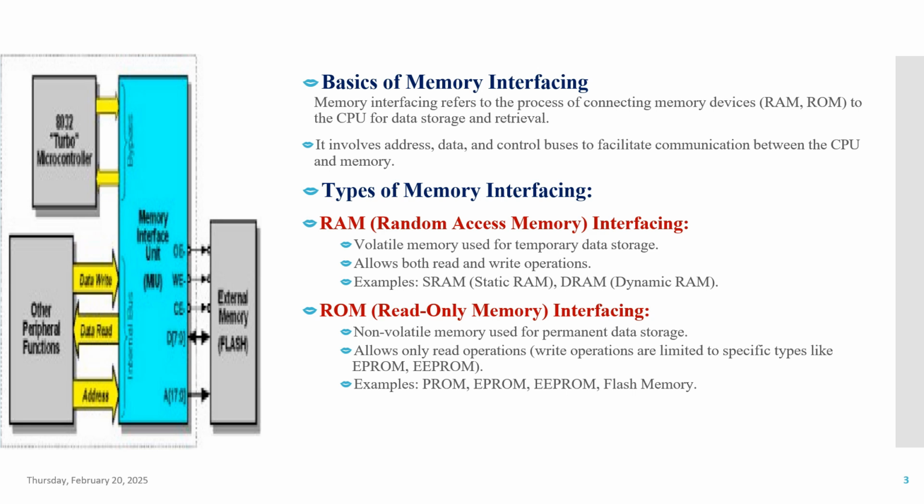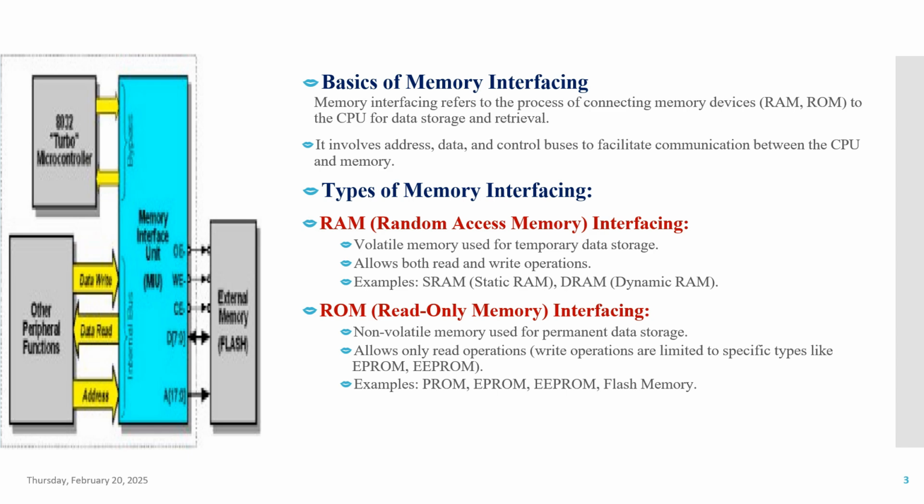We all know. Next one is ROM, read-only memory interfacing. In characteristics, it is non-volatile, unlike RAM, which is volatile. It is used for permanent data storage and retains data even when the power is turned off. In operation, it allows only read operations. Write operations are limited to specific types. Examples of ROM are PROM, EPROM, and EEPROM, that is programmable ROM, erasable programmable ROM, electrically erasable programmable ROM, and flash memory. So these are the types.